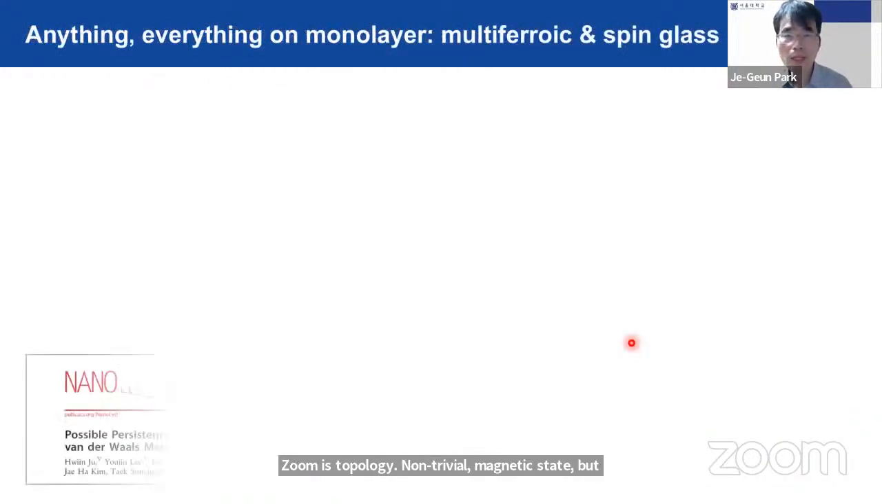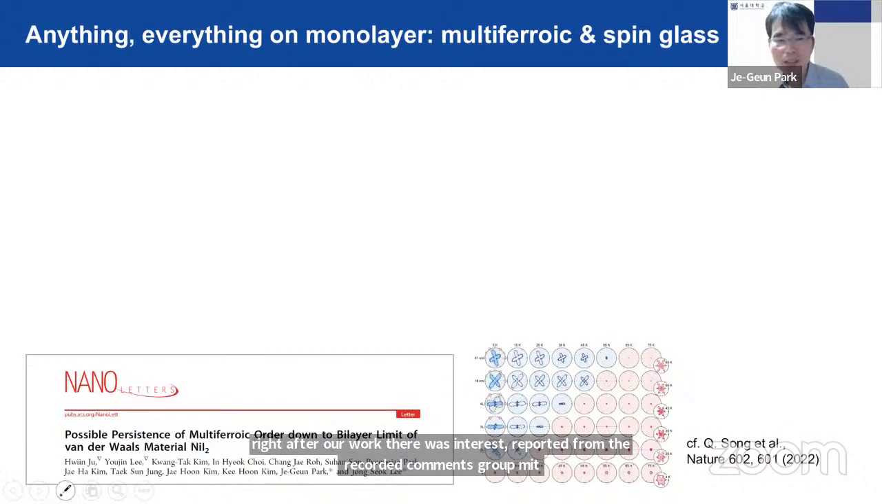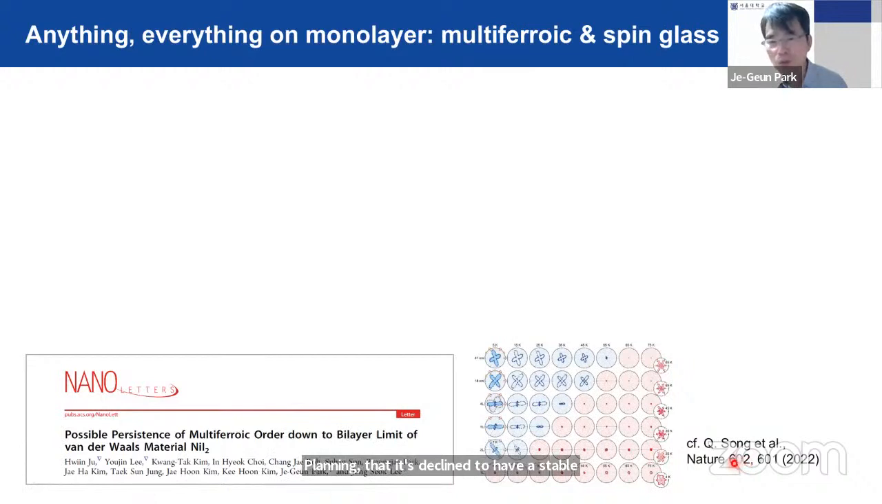But a more exciting possibility is that this van der Waals material is intrinsically easy to cleave. Therefore, you can study interesting states down to the 2D limit, say multiferroicity. We studied NiI2 multiferroicity, but we only found that it survived down to the bilayer. But right after our work, there was an interesting report from Riccardo Comin's group at MIT claiming that NiI2 has a stable multiferroic state in the monolayer. So there are small differences between our report and Comin's, but at least this indicates that this is an interesting direction.